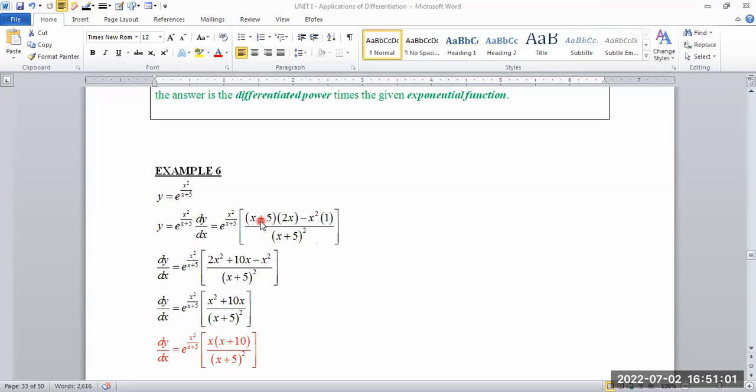Then I'm going to say 2x times x is 2x squared, 2x times 5 is 10x, and minus x squared times 1 is minus x squared. So 2x squared minus x squared is x squared, so it's x squared plus 10x. And then I can factor out an x, so I'm going to have x times x plus 10 over x plus 5 all squared, and that's my answer.